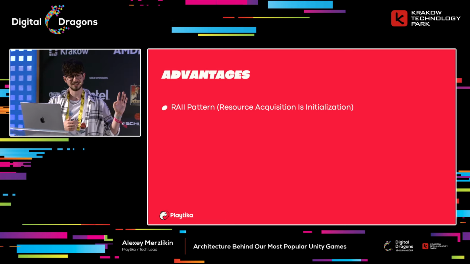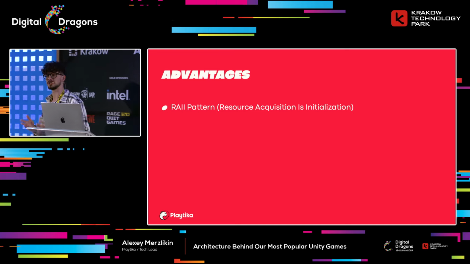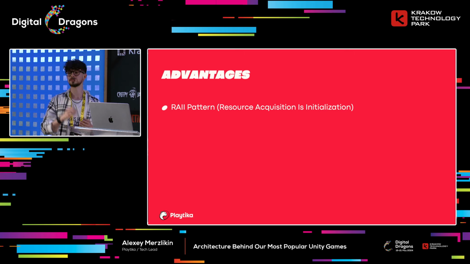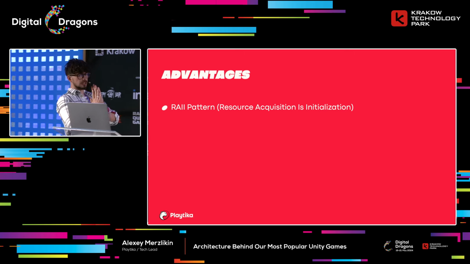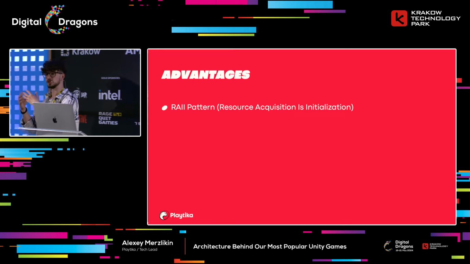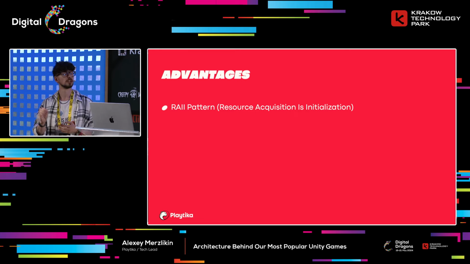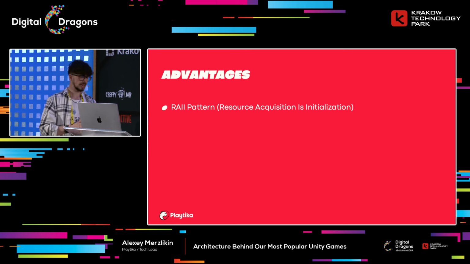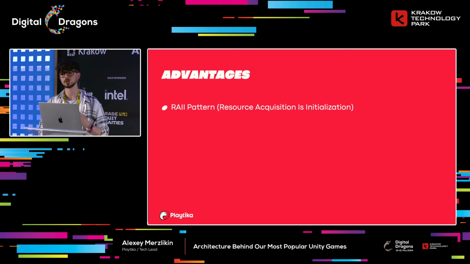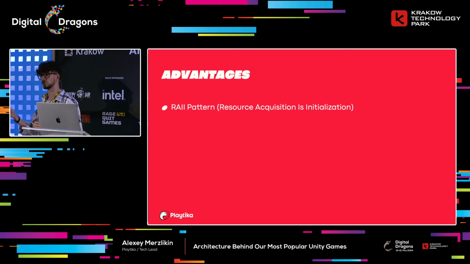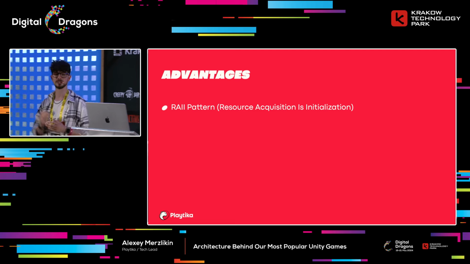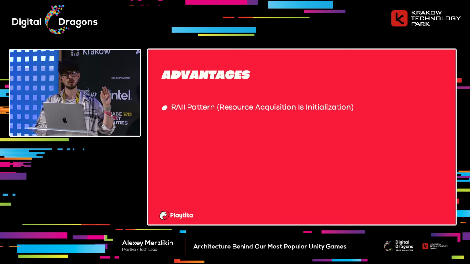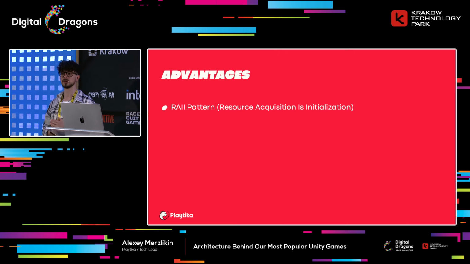And the controllers tree greatly aligns with the resource acquisition is initialization pattern. The basic idea behind this pattern is to tie the lifetime of a resource to the lifetime of an object. And this is done by acquiring resources in the initialize method and releasing them in dispose. So when any controller is stopped, all of the resources are automatically disposed. And this approach helps prevent resource leaks, which might occur when developers forget to release a resource or an exception happens before it is released. By using this approach, developers can ensure that all resources are properly managed even in the presence of exceptions.